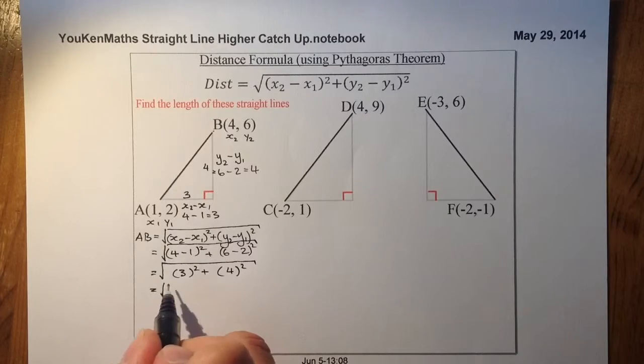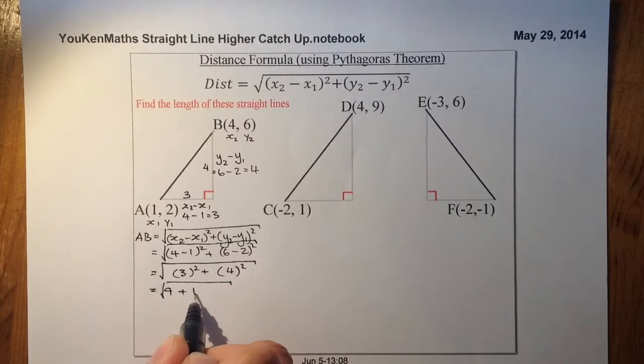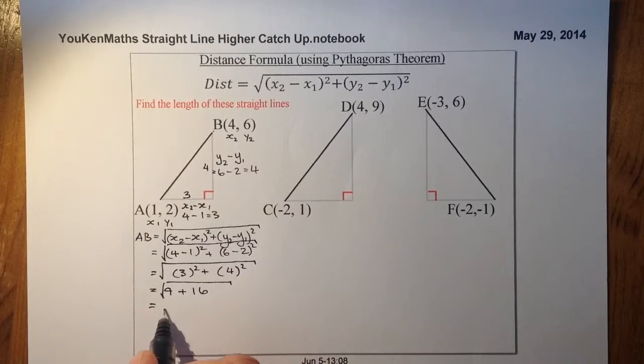Now when I square that out, I've got 9 plus 16. Gathering together, root 25. So basically the length of the line AB is going to be 5 units. Okay, 5 units long. And that there is just the practical method of using the distance formula to work out the length of a straight line.